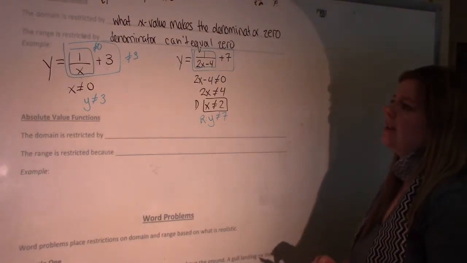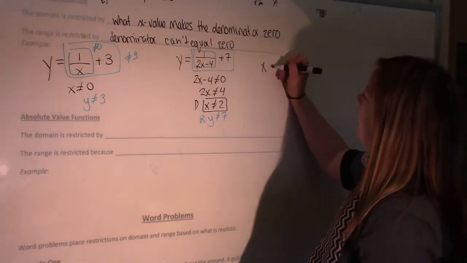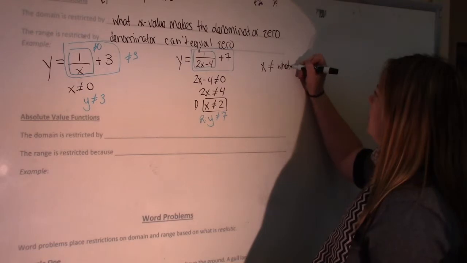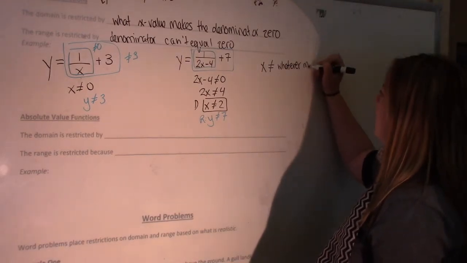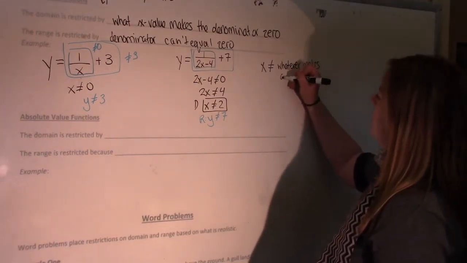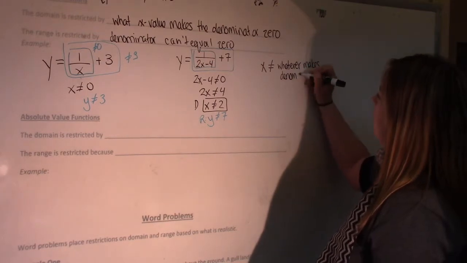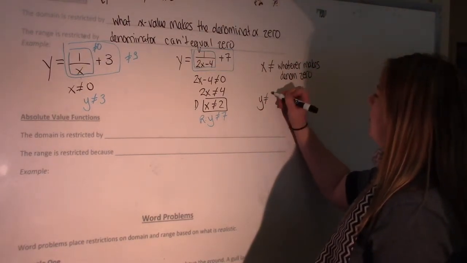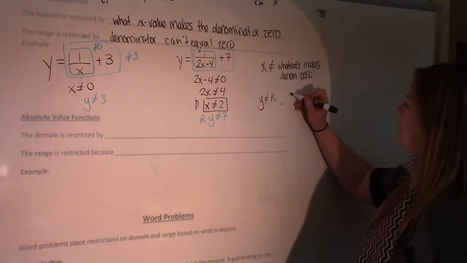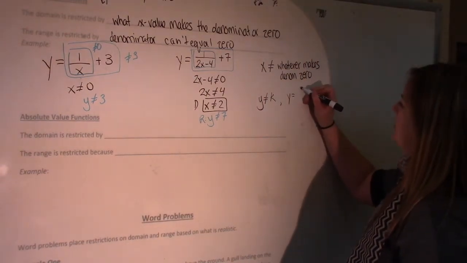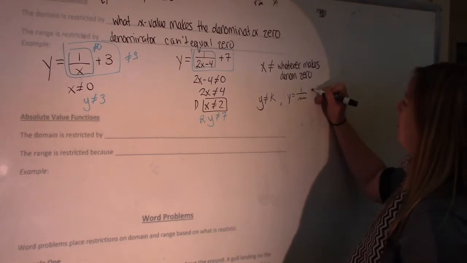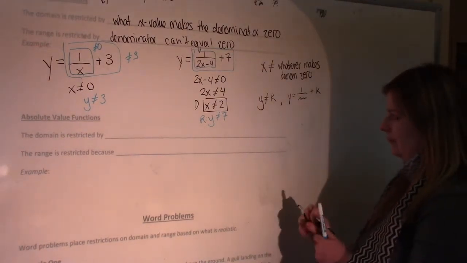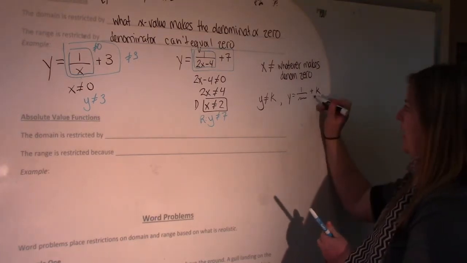So when you're looking at reciprocal functions, you're always going to have x cannot equal whatever makes the denominator 0. And y cannot equal k if you have it of the form y equals 1 over some blah plus k, where k is this number up here.